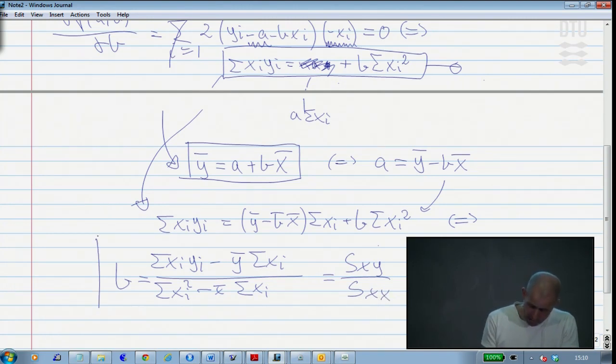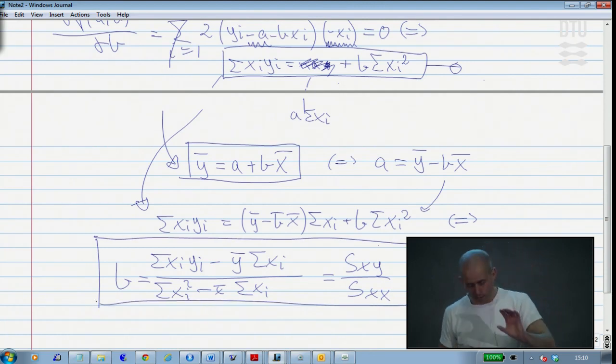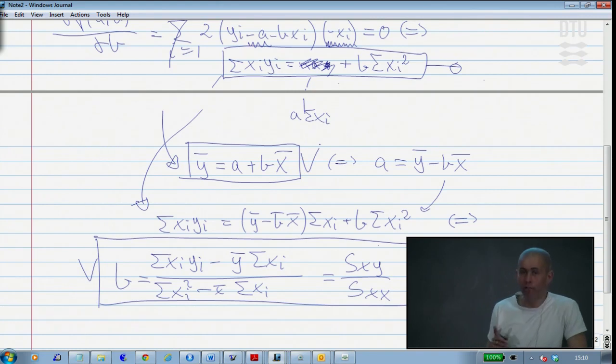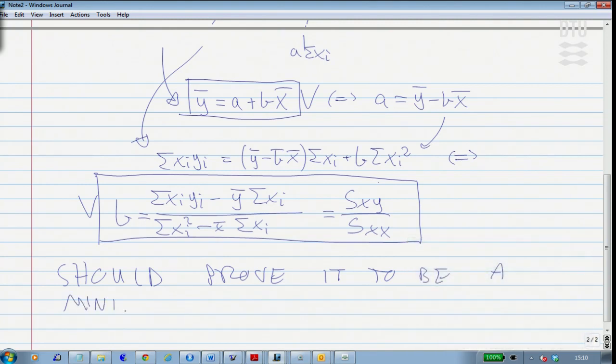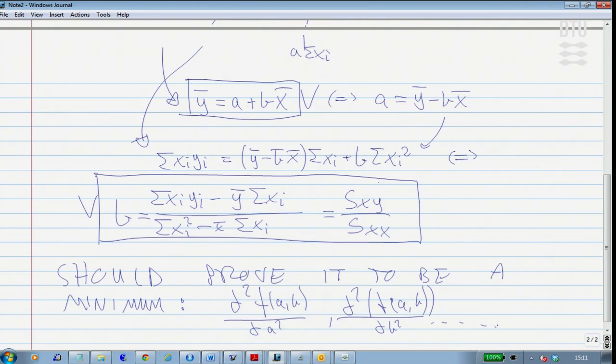And then we have at least found the solutions to putting the derivatives equal to 0. By this one and by this one, we have the formulas for a and b. What we should still prove, but I'm going to skip this, is that it is a minimum. There are also mathematical ways of doing that. We could take the second derivative with respect to a squared, and the second derivative with respect to b squared, and so on. And then we could take the matrix and show that it's positive definite by looking at the eigenvalues. I will skip those mathematical details.